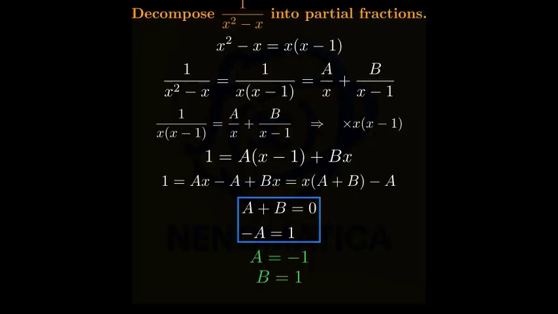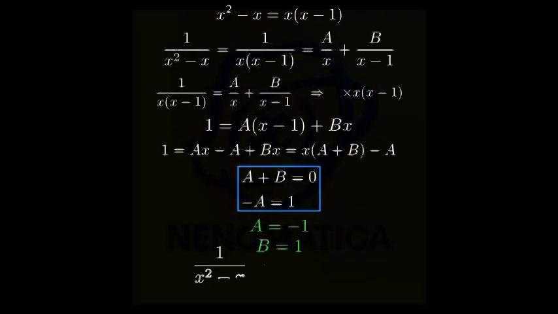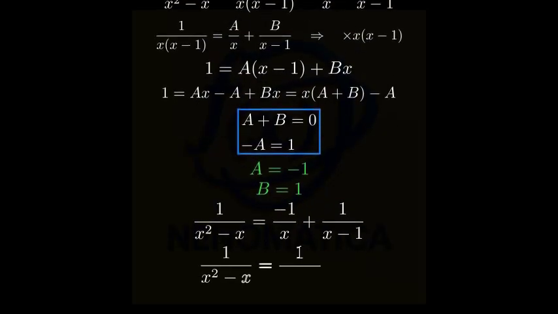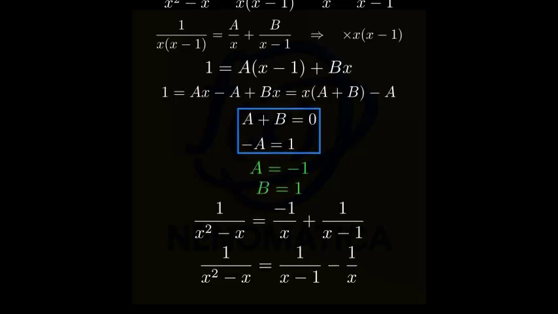Step 5. Write the final decomposition. Substitute into our form to get 1 over x squared minus x equals negative 1 over x plus 1 over x minus 1. A common way to present it is 1 over x minus 1 minus 1 over x.